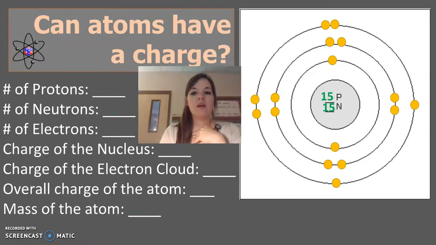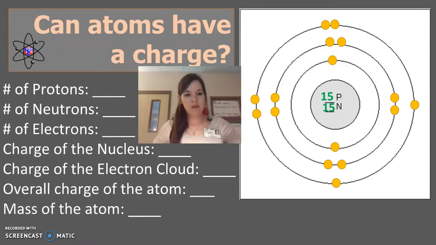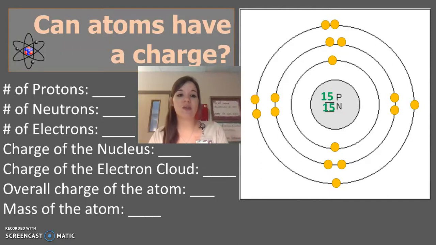Let's try this one more time. Number of protons, and I'm going to have you do this on your own. The other ones we walked through. This one I'm going to have you do on your own in your notes and bring it to class. One of the things we'll be checking as you bring your homework to class is that you have all of the answers for number 15, phosphorus, done on your own.